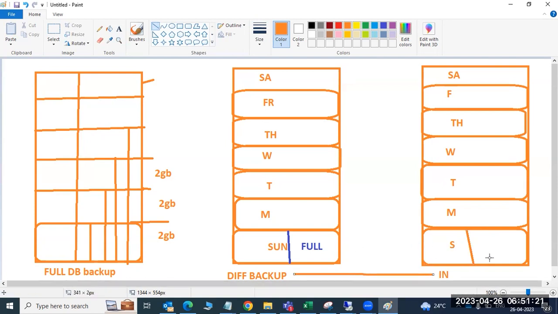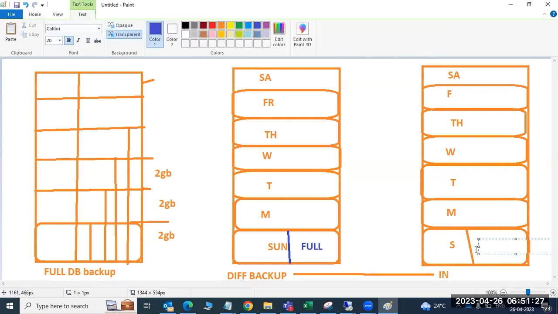first we have to take the full DB backup. We have to take it out. Full backup. We have taken the full database backup. Full database backup means complete database backup. Complete or full, both are the same. Okay. So now, differential backup.